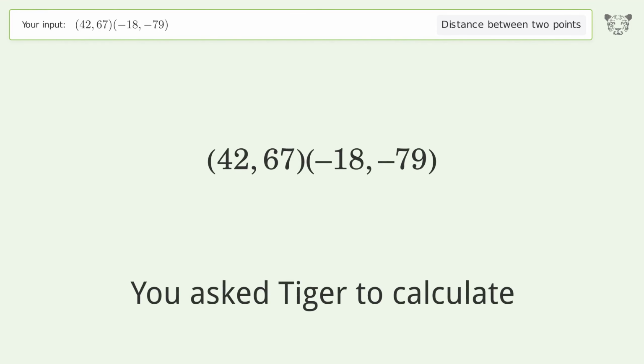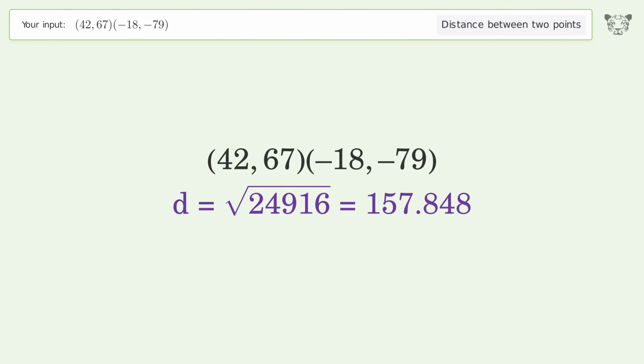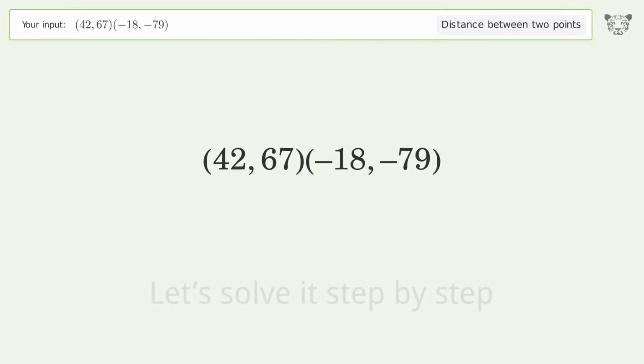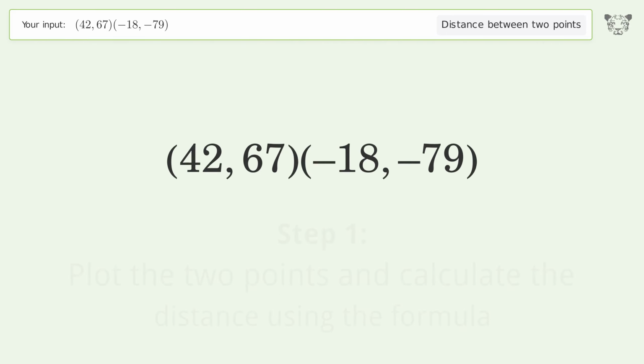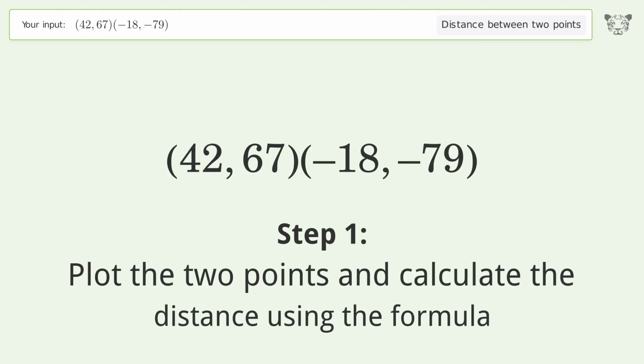You ask Tiger to calculate the distance between 2 points. The distance between the 2 points is the square root of 24,916, or 157.848. Let's solve it step by step. Plot the 2 points and calculate the distance using the formula.